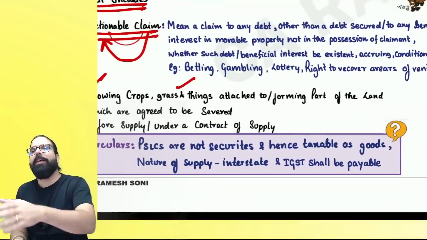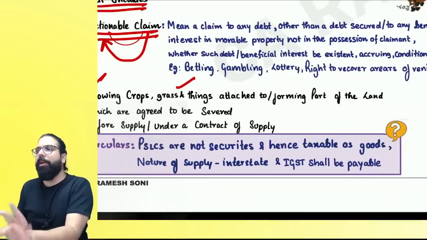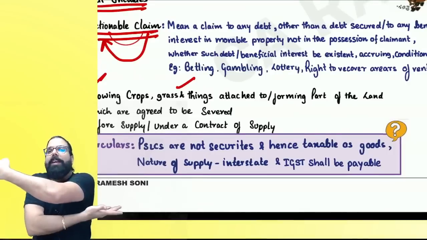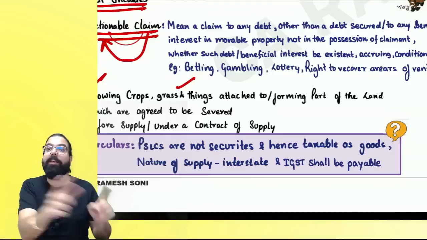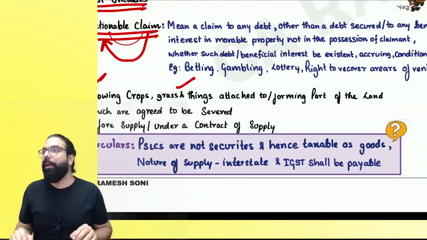The next one over here is growing crops, grass. Growing crops, grass, etc., which are attached to the earth are immovable. Immovable means it is not goods. But if you separate it before supplying or under a contract of supply, even if you contract that I will cut and supply, it will become goods. Can we go ahead, everyone?